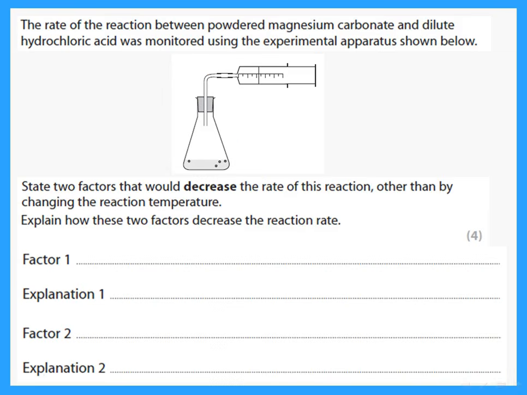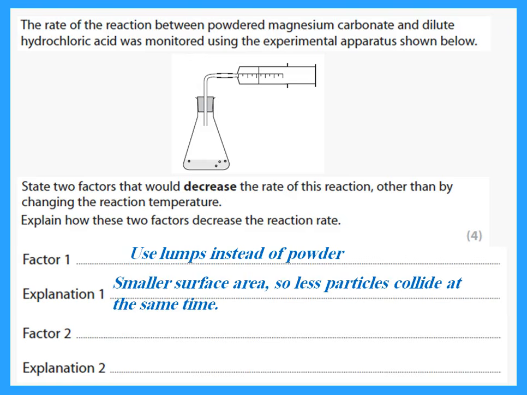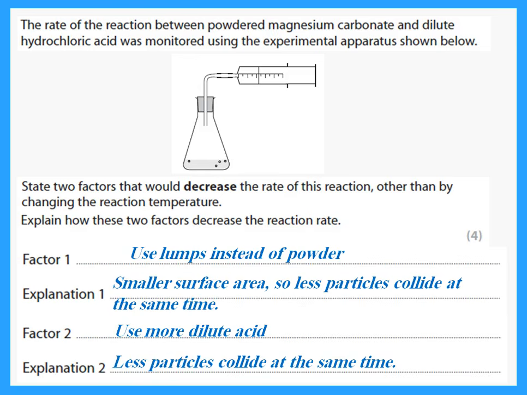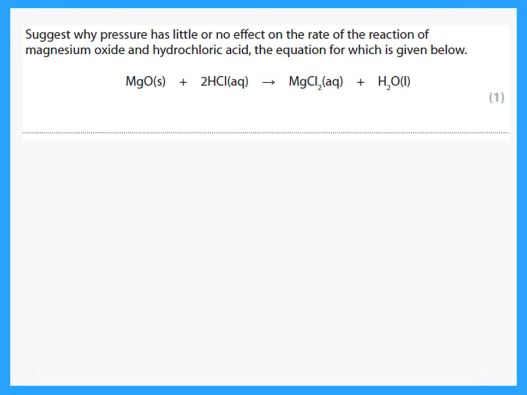The rate of the reaction between powdered magnesium carbonate and dilute hydrochloric acid was monitored. State two factors that would decrease the rate. Now he's having what? Powdered magnesium carbonate and dilute hydrochloric acid. So the two factors that would decrease the rate is if I use lumps instead of powder, since the lumps would have smaller surface area, so less particles collide at the same time. Another would be use more dilute acid, since there will be less particles, so less collisions at the same time.